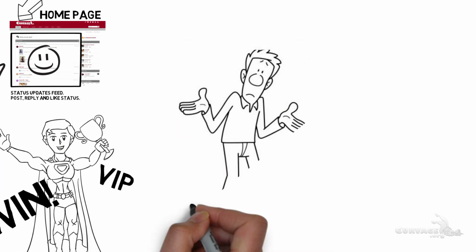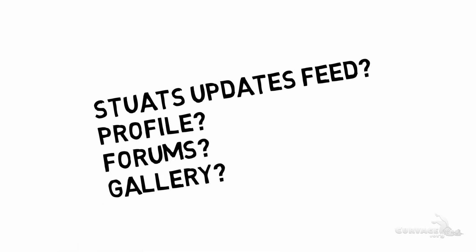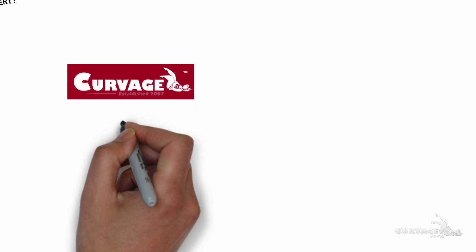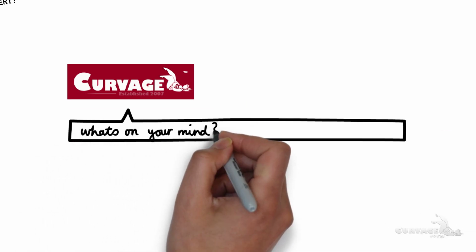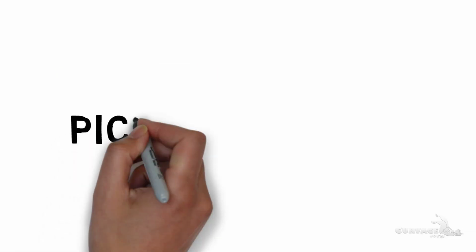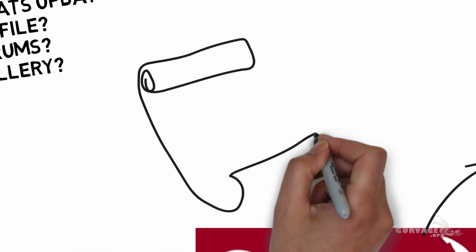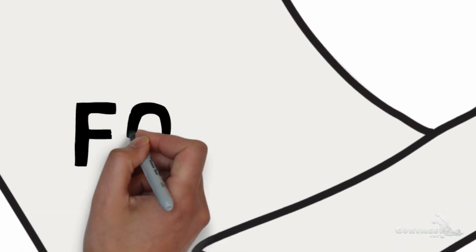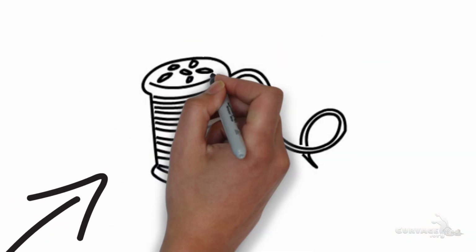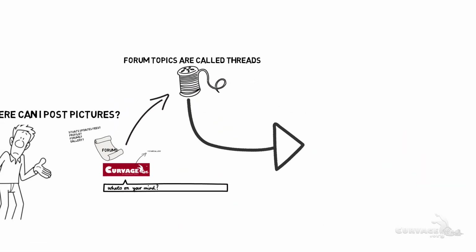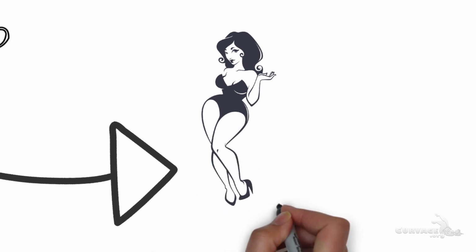One of the questions that comes up a lot is, where can I post my pictures? Well, there are several places you can post pictures on Curvage. One of the places is you can post it in the status updates area that we were just discussing. Another thing you can do is go to our gallery, create an album, and post images there for people to browse. One of the primary places though that you should probably think about posting pictures is in the forums. Creating yourself a thread and adding images to that thread, or replying to an already existing thread with some images.